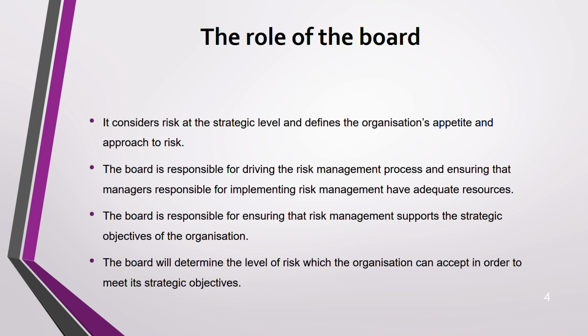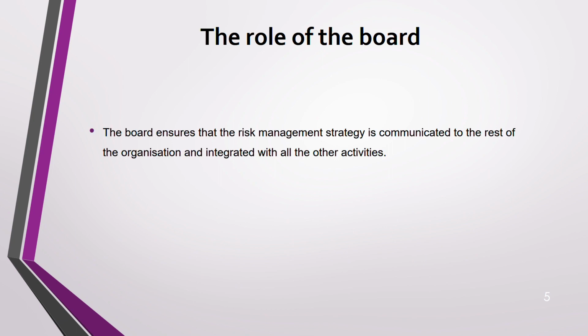Then the board will determine the level of risk which the organization can accept in order to meet a strategic objective. The board decides what level of risk you are going to bear: is it high, low, moderate? It is the board who decides, and then it is followed in the organization. Everyone follows it. They also ensure that the risk management strategy is communicated to the rest of the organization.